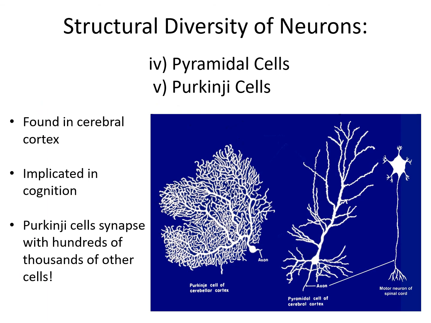Finally, we have some extraordinarily large neurons that occur within the brain: pyramidal cells and Purkinje cells. Purkinje cells particularly are quite fascinating. They have this massive branching network of dendrites that allows them to synapse with hundreds of thousands of cells. These cell types are responsible for cognition.